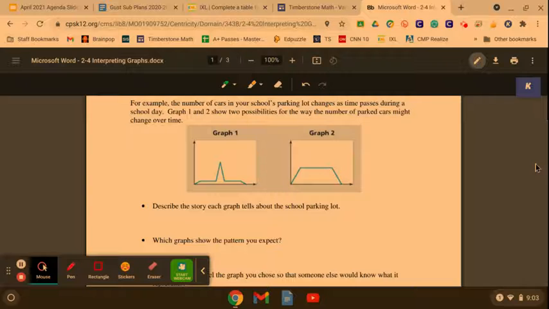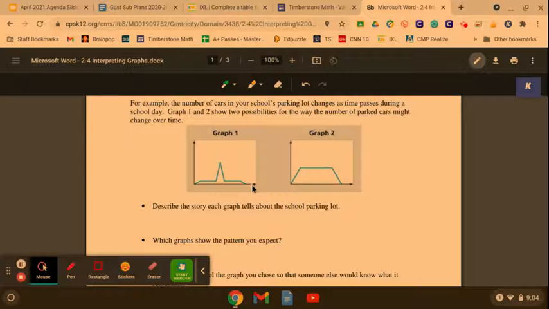Now, the first one may be that everybody travels to school, parks their cars in the parking lot. So you can see here that there is a slight increase, and then there's a lull where none of the cars are moving. Everybody's just parked there. Then there's this huge increase, which may be because there's a school function taking place where a lot of other people come and park their cars. When the school function's over, those cars leave, and it goes back to just the staff members, teachers' cars in the parking lot. And then at the end of the day, everybody else leaves, and then the parking lot is empty.